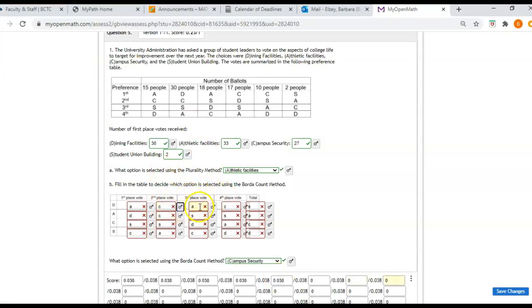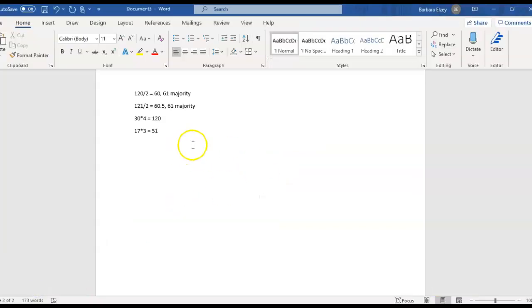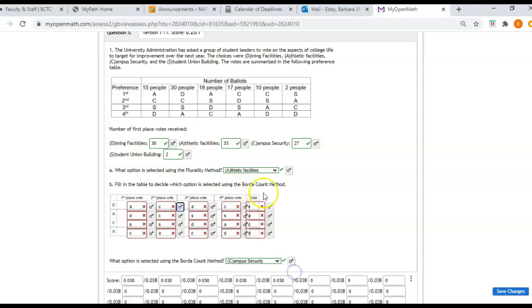All right, now third place votes for D. I'll go across the third place line and I'll find these 18. All right, there's 18 people. Third place gets 2 points. Remember, 4, 3, 2, 1. So third place gets 2 points. So 18 people getting 2 points. 18 times 2 is 36. And I'll be putting 36 into the third place box.